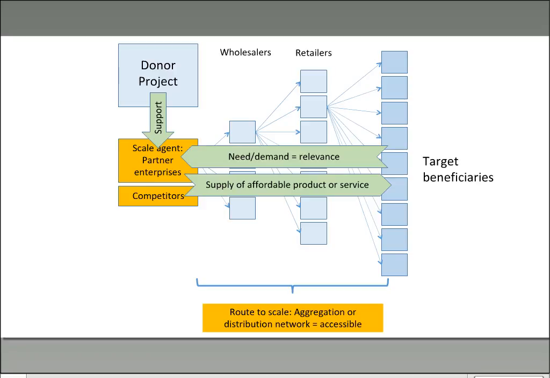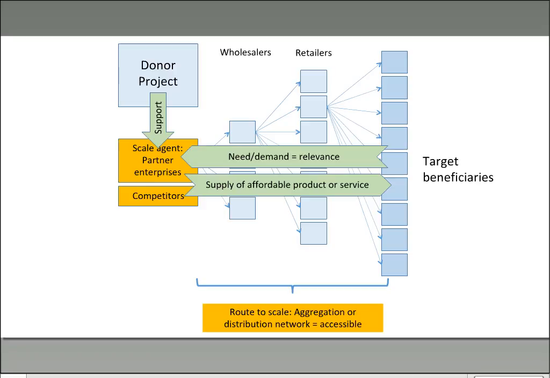So by scale agent, the partner enterprise, I mean an intervention partner that either has a sufficiently dominant market position. For example, let's say a mobile phone provider would typically be one of a fairly small number of such providers. Do they have that dominant market position to deliver impact at scale? Or there are competitors who, together with the intervention partner, have the capacity to scale up the proposed business model.